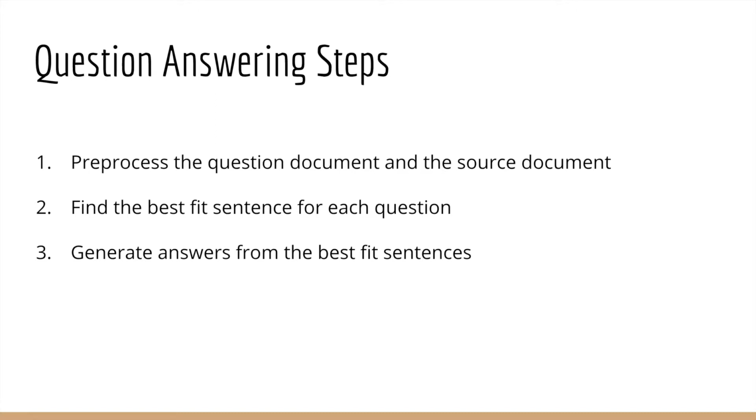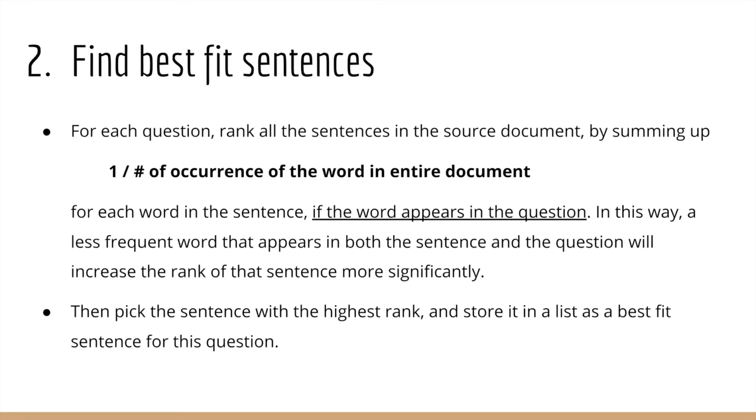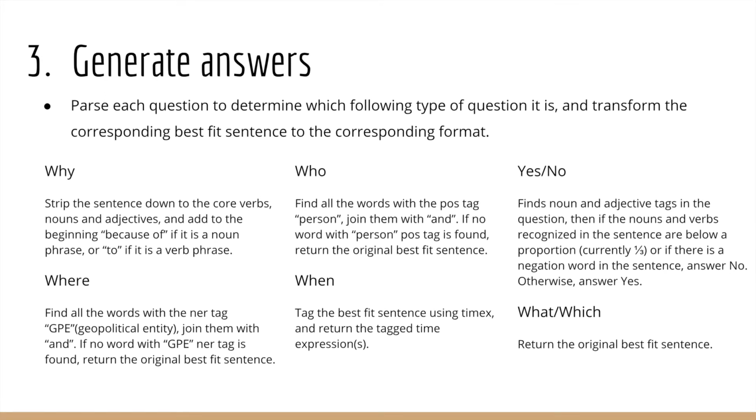So the second step is finding the best fit sentence for each question. For each question, we rank all the sentences in the source document by summing up the reciprocal of the number of occurrences for each word in the sentence, if that particular word appears in the question. In this way, a less frequent word that appears in both the sentence and the question will increase the rank of that sentence more significantly. Then we pick the sentence with the highest rank and store it in the list as a best fit sentence for this question. So to actually generate answers from the best fit sentences, we have to parse each question to find out which type of question it is and then transform the corresponding best fit sentence to the format.